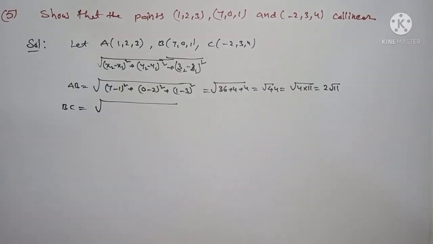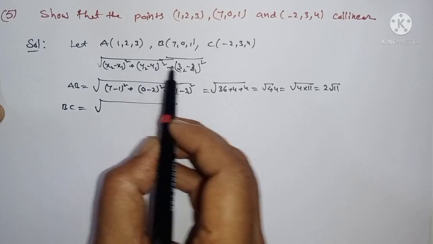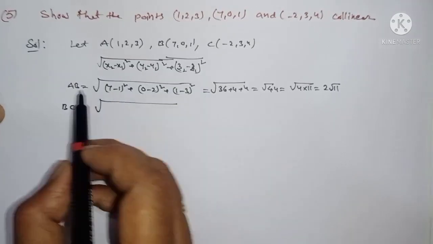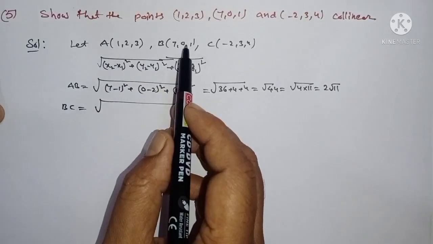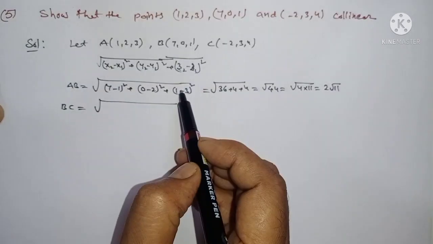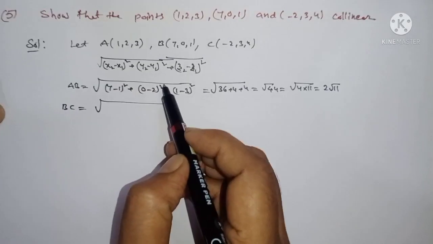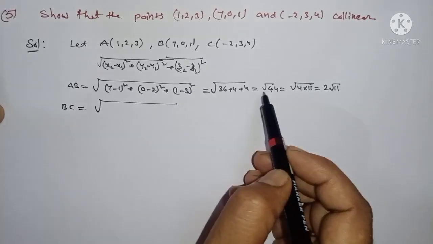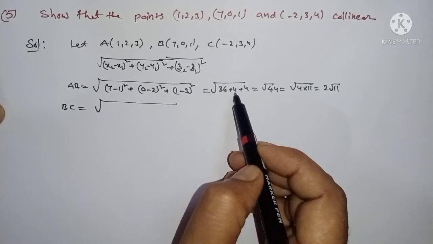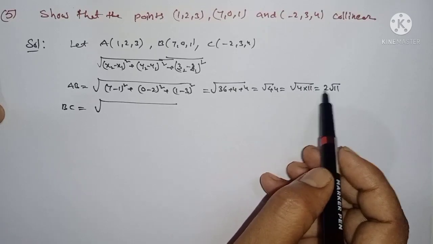Listen, first write the formula: root of x2 minus x1 whole square plus y2 minus y1 whole square plus z2 minus z1 whole square. AB between the 2 points is 7 minus 1 whole square plus 0 minus 2 whole square plus 3 minus... whole square. Therefore 36, that is 6 square is 36, minus 2 whole square is nothing but 4, minus 2 square is nothing but 4. Root of 36 plus 4 is 40, plus 4 is 44, which is root of 4 into 11, that is 2 root 11.